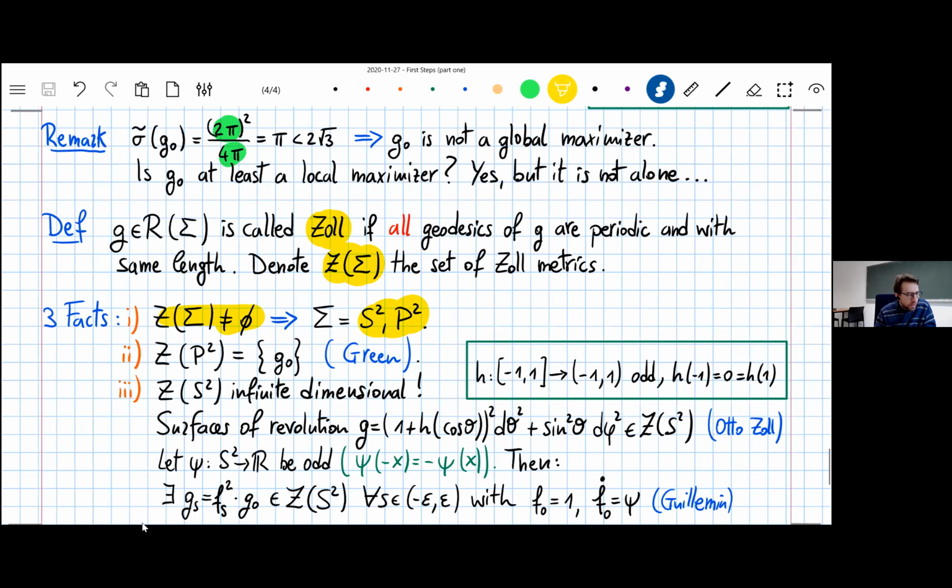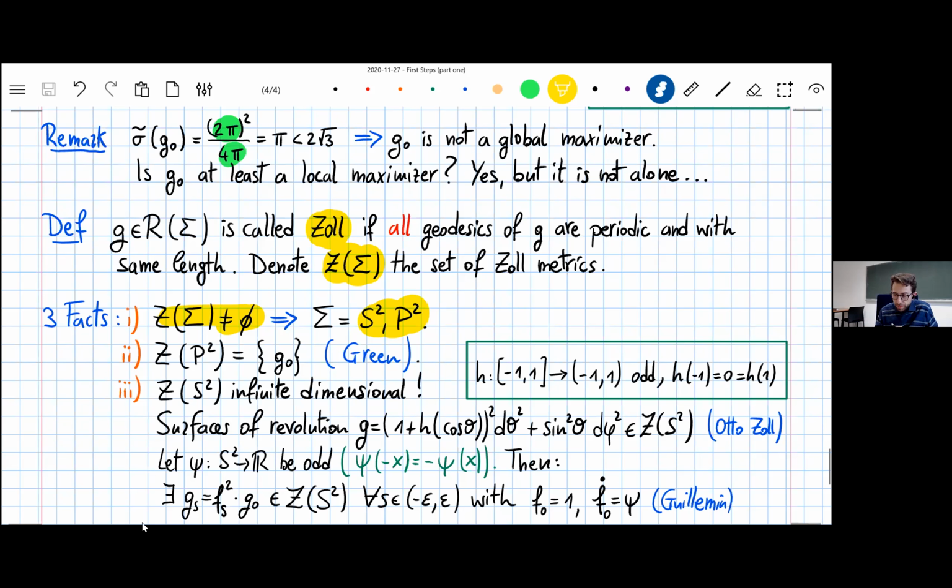And then I think at the end of the 50s or beginning of the 60s, there was a full characterization of Zoll metrics on the projective plane. This was done by Green, who showed that there is actually only one of these. This is the round metric. So nothing very exciting is happening here. But the real excitement is on the two sphere, because in this case we have lots of examples.